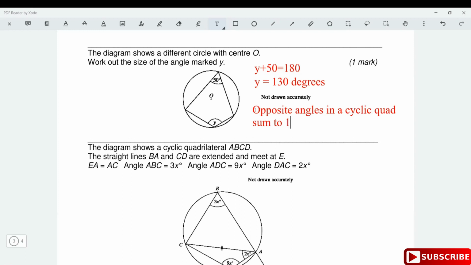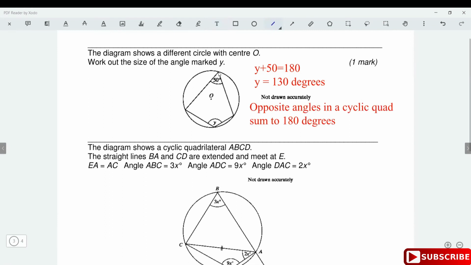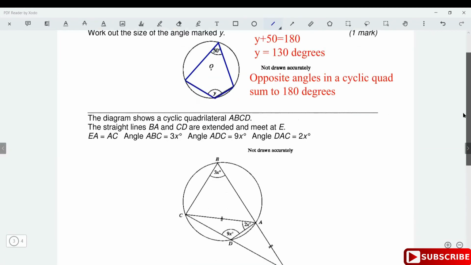The reason is opposite angles in a cyclic quad sum to 180. Now, there's an important thing to note. It's only a cyclic quad when you have a quadrilateral and the four corners touch the circle. So a lot of times, a person will see a quadrilateral inside the circle and think it's a cyclic quad, but it's not. It's only a cyclic quad when the four vertices touch the circumference of the circle. All right, just want to clarify that.